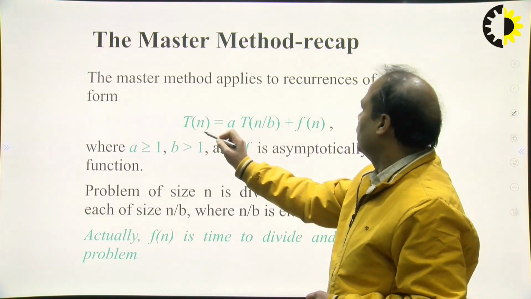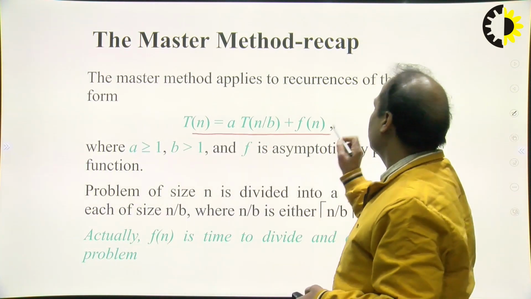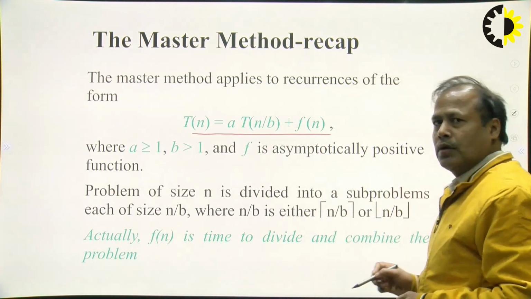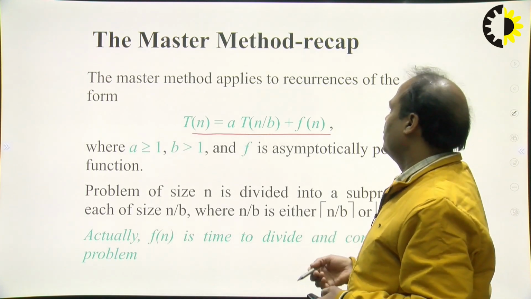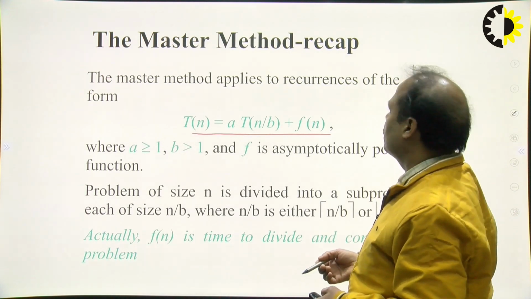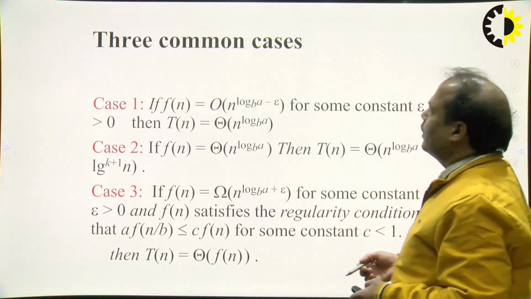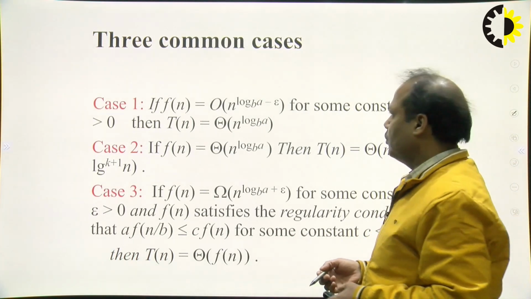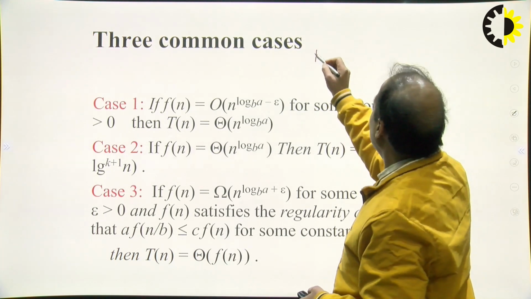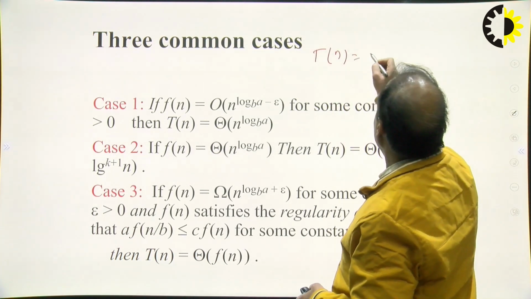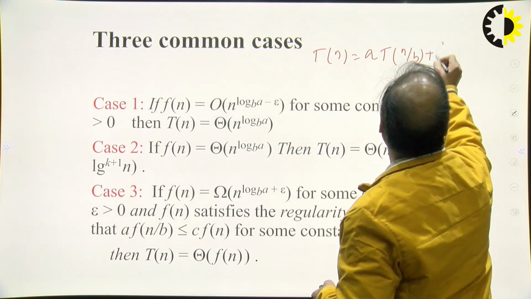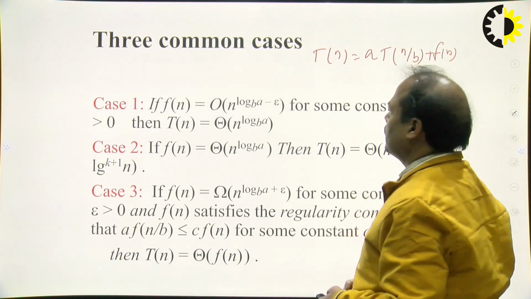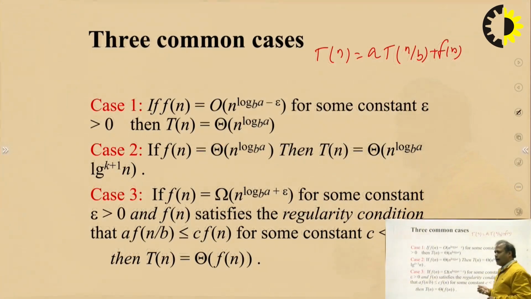If the recurrence is not in this form, master method will not be able to solve it, and we will have another method for solving such recurrences. As we know, T(n) = aT(n/b) + f(n) has three common cases. The old master method has three common cases.